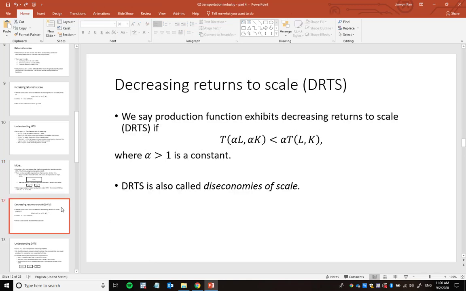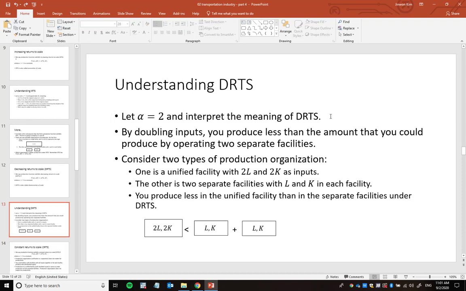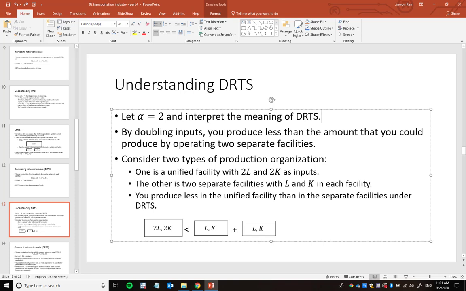How about decreasing returns to scale? We say a production function exhibits decreasing returns to scale when this inequality is reversed. DRTS, decreasing returns to scale, is also called diseconomies of scale. In the same way as we did for IRTS, let's do it for DRTS. By doubling inputs, you produce less. Now you produce less than the amount that you could produce by operating two separate factories.